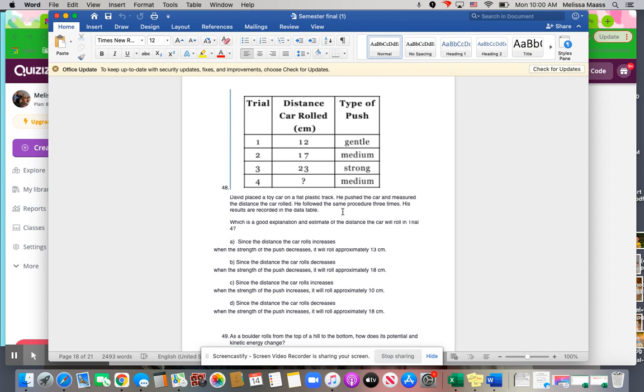Now we have 48. We have trials 1, 2, 3, and 4. We have the distance the car rolled in centimeters, but we need to figure out 4. And then the type of push, if it's gentle, medium, strong, and medium. This one is kind of using a lot of prediction type skills, but David placed a toy car on a flat plastic track. He pushed the car and measured the distance the car rolled. He followed the same procedure 3 times. His results are recorded in the data table, which is a good explanation and estimate of the distance the car will roll in trial 4.